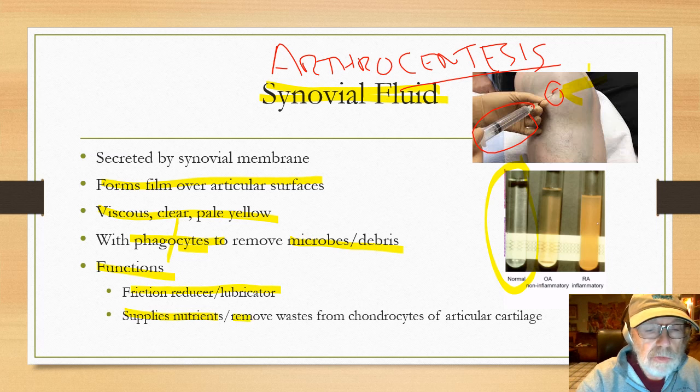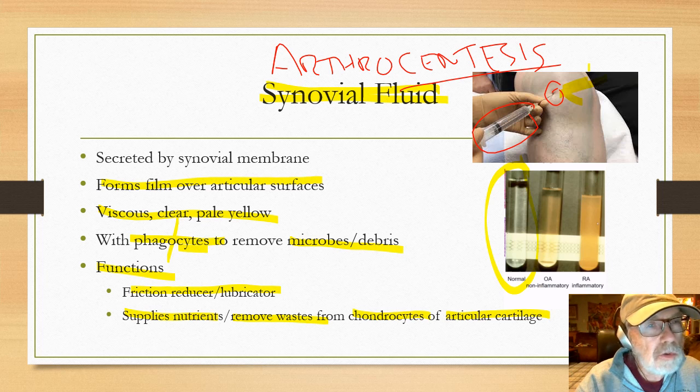Also, what happens, it removes waste from the chondrocytes, the cells that are inside the cartilage. The thing about the cartilage cells, in this different type of cartilage, is that there are very few cells in what we call the matrix, a lot of material around the outside, so it doesn't need a whole lot. It's like a very underpopulated area, and therefore it doesn't need a whole lot of nutrients to be able to survive, but it does make waste. So it needs the nutrients, and it has to get rid of the waste that the cell makes, and it does that through the synovial fluid.